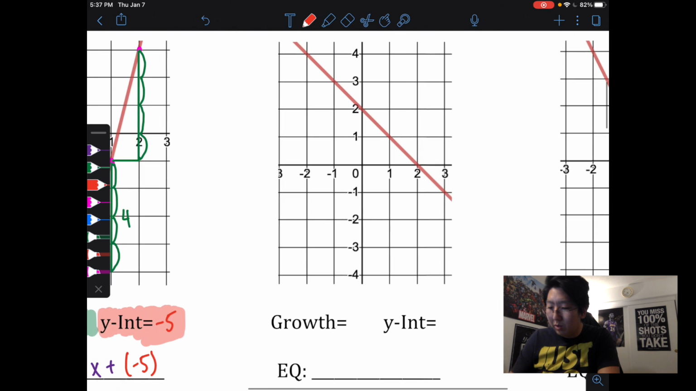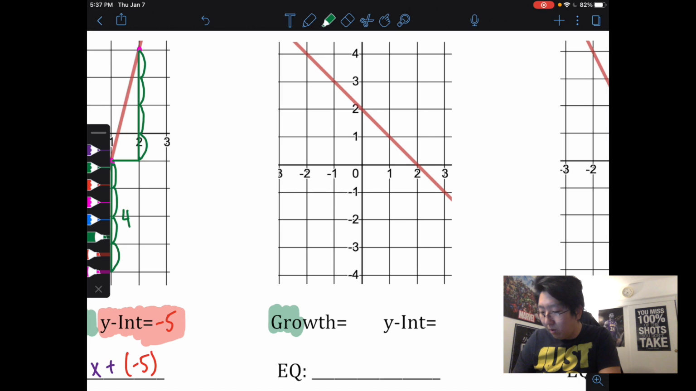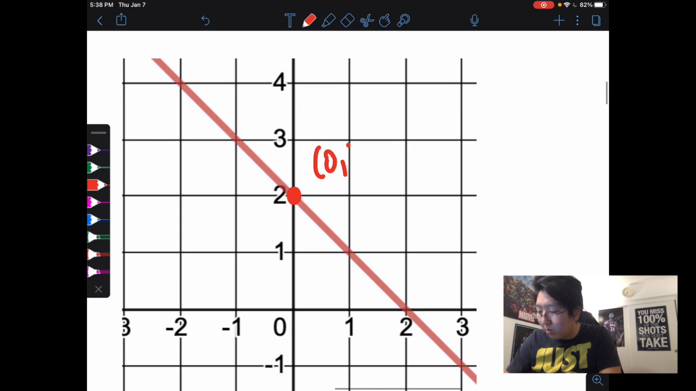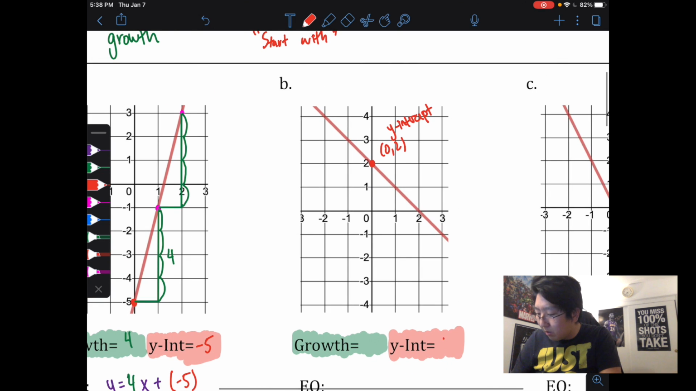All right, let's go ahead and move on to the next one. We need to find two things. We need to find the growth and where it starts. So let's start by looking at the graph. Where does this line hit the y-axis? So right here, that's our y-intercept. (0, 2) is our y-intercept. So our y-intercept is 2.